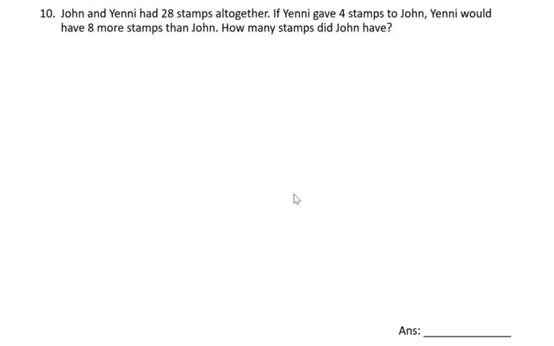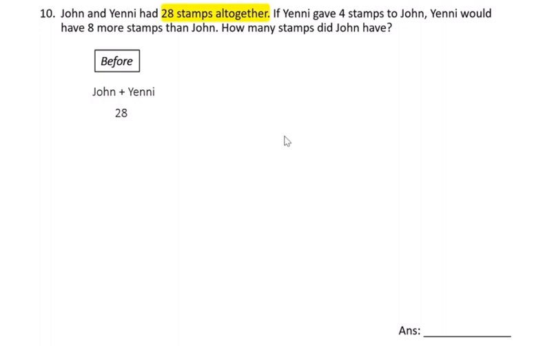John and Yanni had 28 stamps altogether. If Yanni gave 4 stamps to John, Yanni would have 8 more stamps than John. How many stamps did John have? So you draw. John and Yanni, 28 stamps. So they gave you the total already. I just write down John plus Yanni, 28. That's before. Or you can write total arrow 28 also.